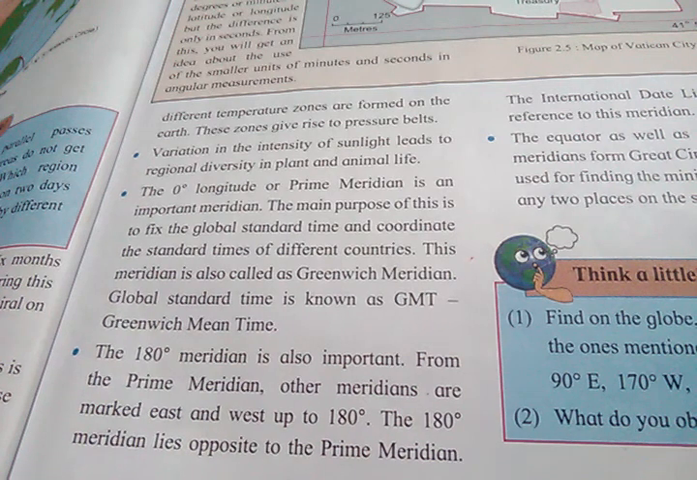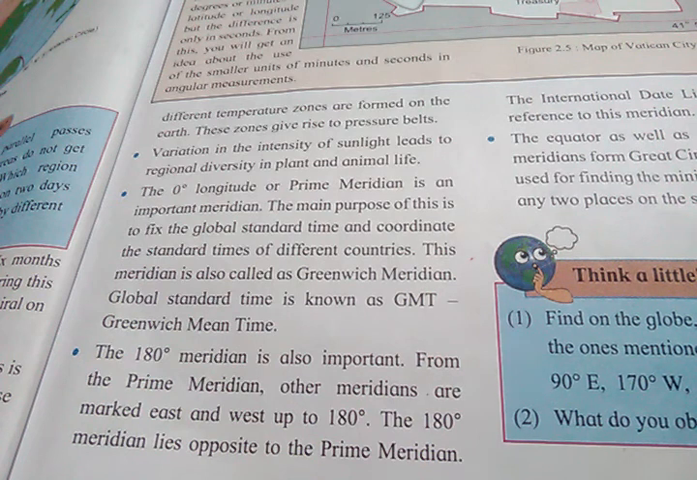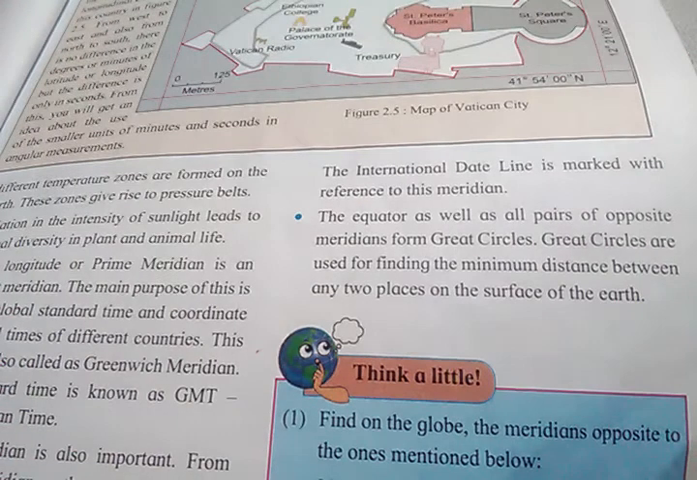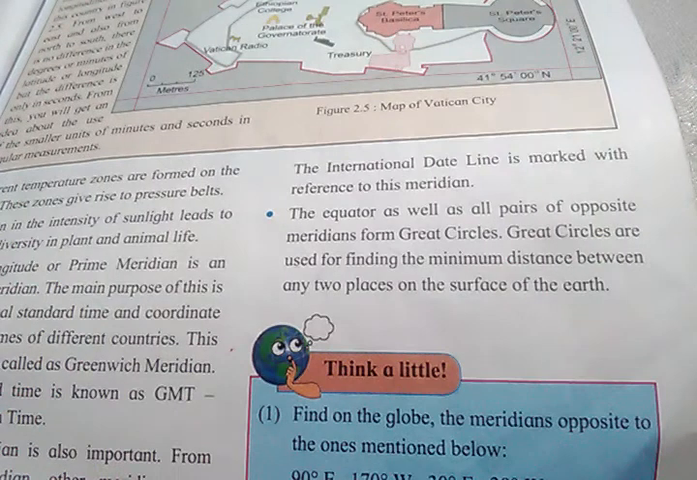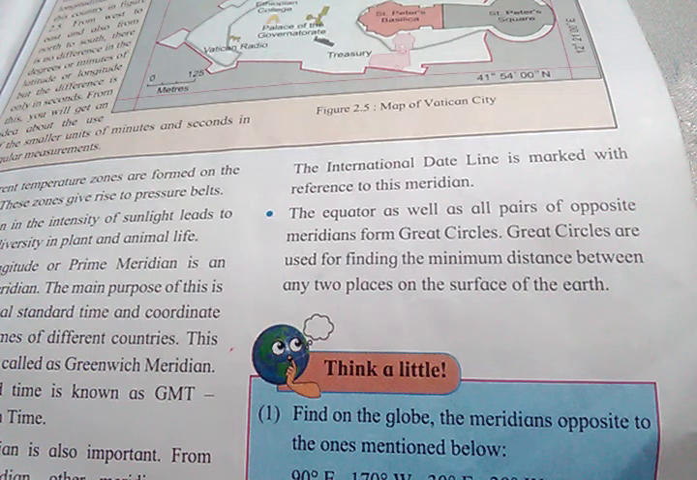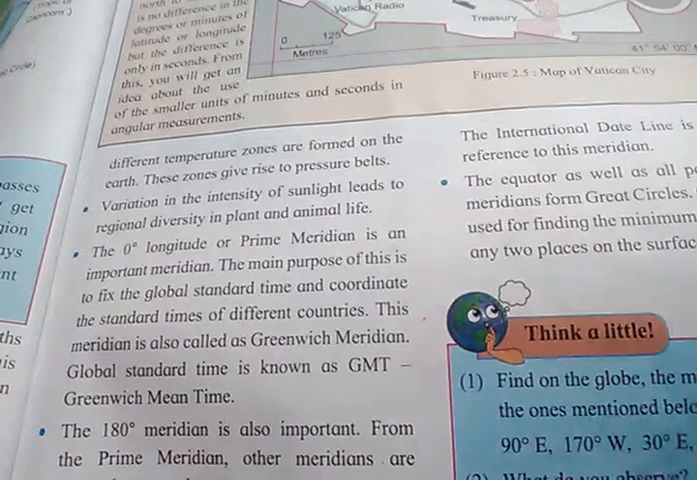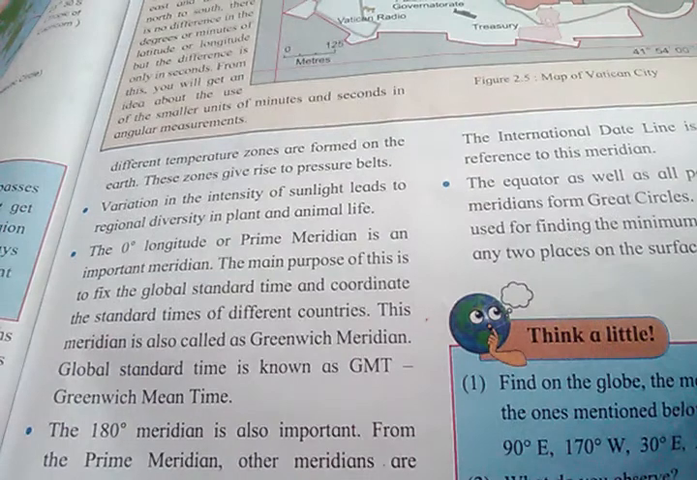The international date line is marked with reference to the 180 degree meridian. The equator as well as every pair of opposite meridians form a great circle. A great circle is used to find the minimum distance between any two places on the surface of the earth. So students, with these important points of chapter number 2, I am finishing this lesson. Let's go with the exercise.